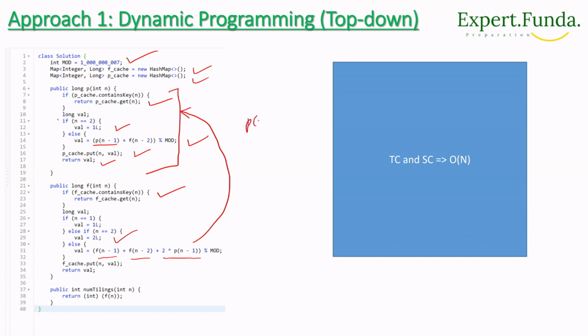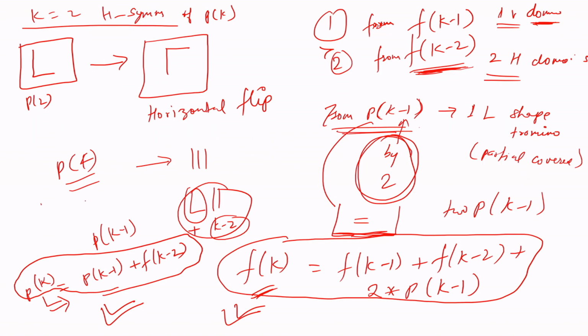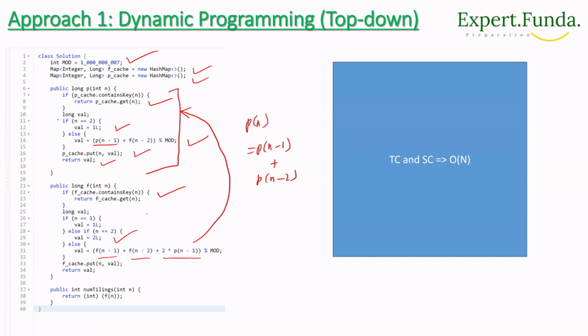So for p of n we have taken p of n minus 1 plus p of n minus 2, right? And the mod function, that we have taken here. You can see this one. So p of n, and this we have taken for f of n, right? So the same function we will do here.